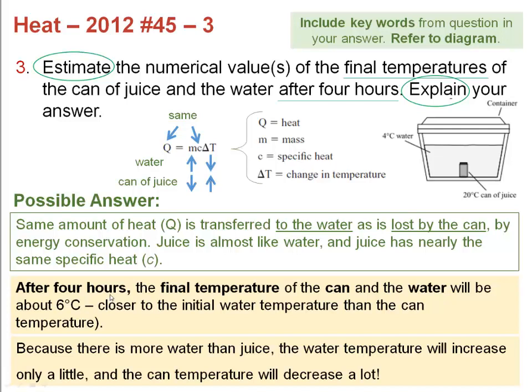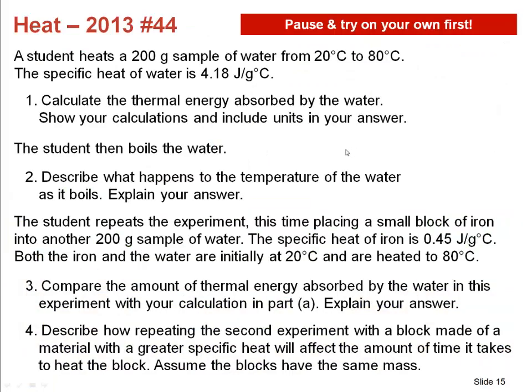After 4 hours, the final temperature of the can and the water will be about 6 degrees Celsius, closer to the initial water temperature than the can temperature. Because there is more water than juice, the water temperature will increase only a little and the can temperature will decrease a lot. So more mass means less temperature increase for the same energy, and less mass means more temperature change.